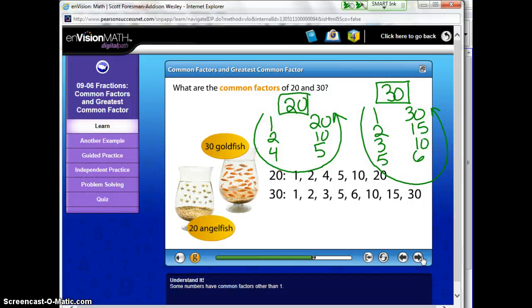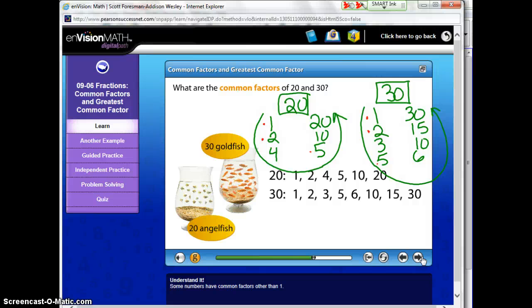We have all the factors of 20, all the factors of 30. Now, out of those, which ones do they both have in common? Give me one example of something they have that's in common. Emma? They both have a 1 and they both have a 2. Is that it? No. Is there more? 5. They both have a 5. You're right. Anything else? Will?